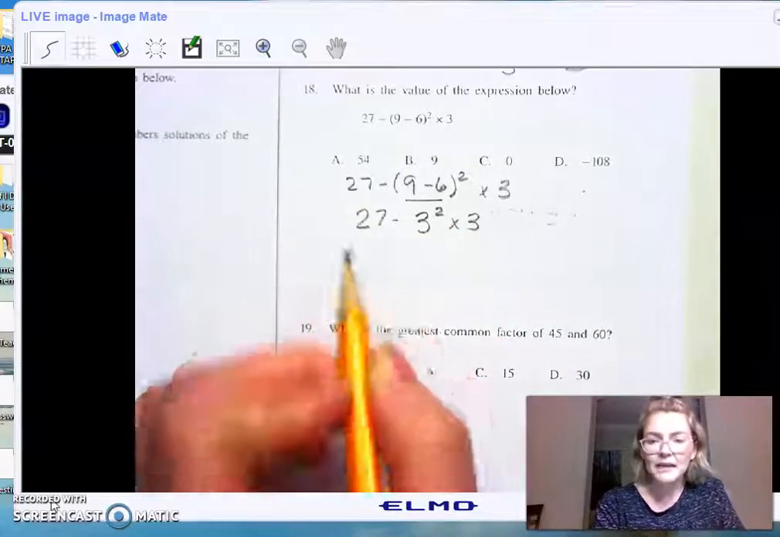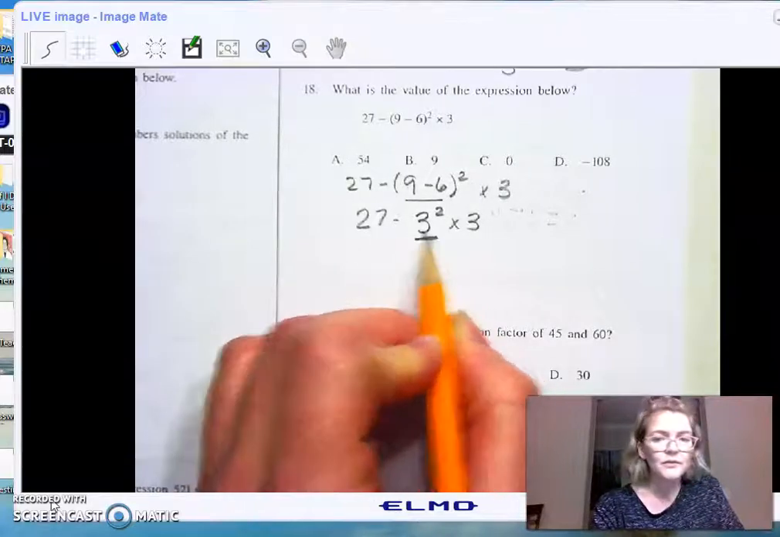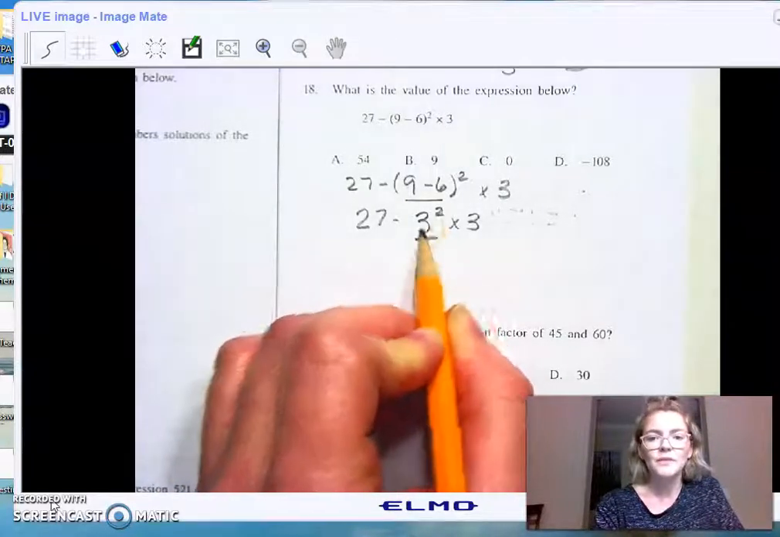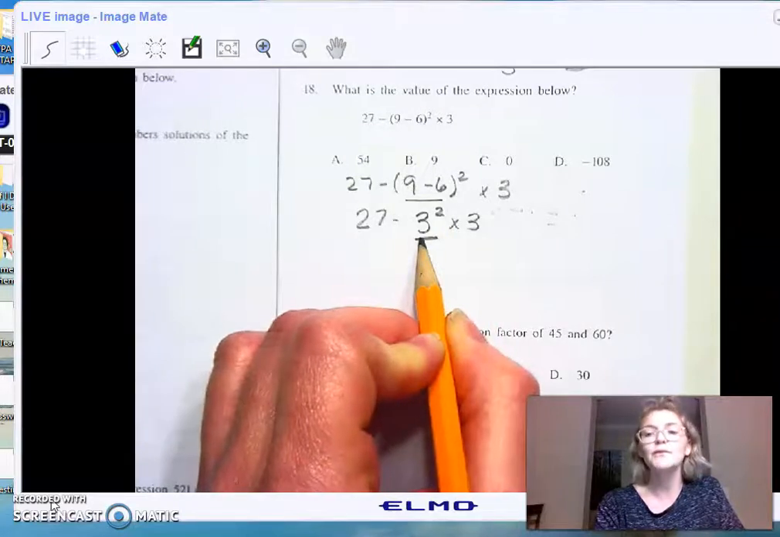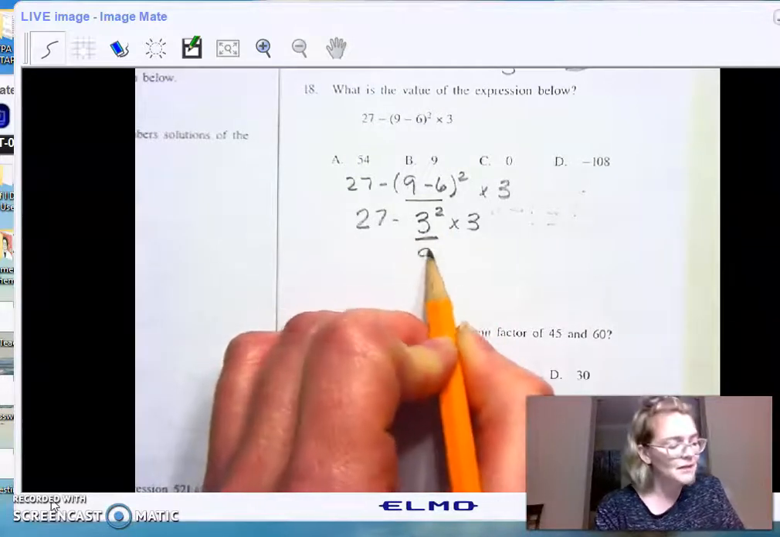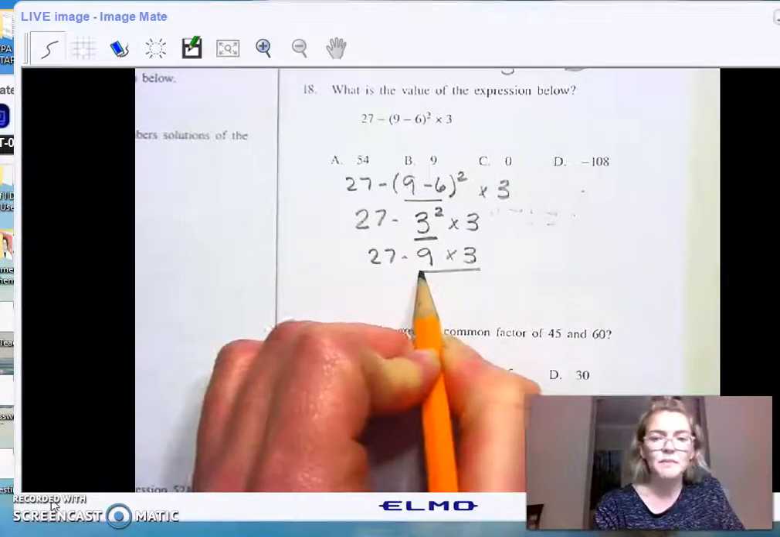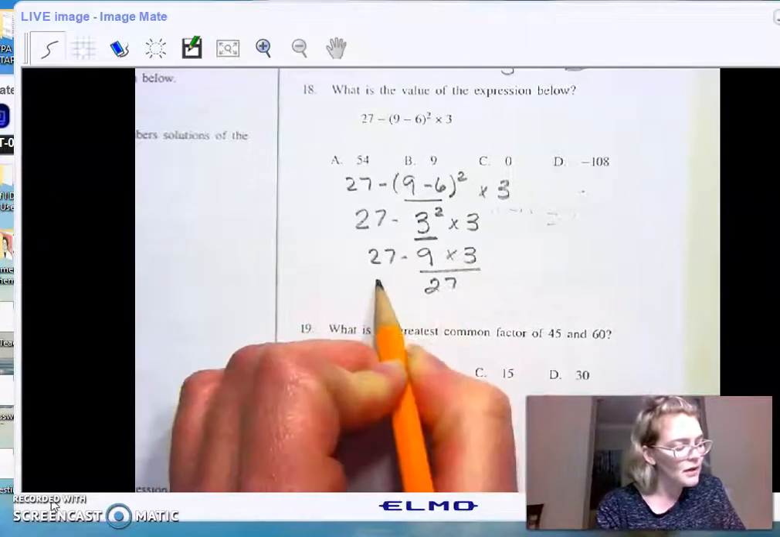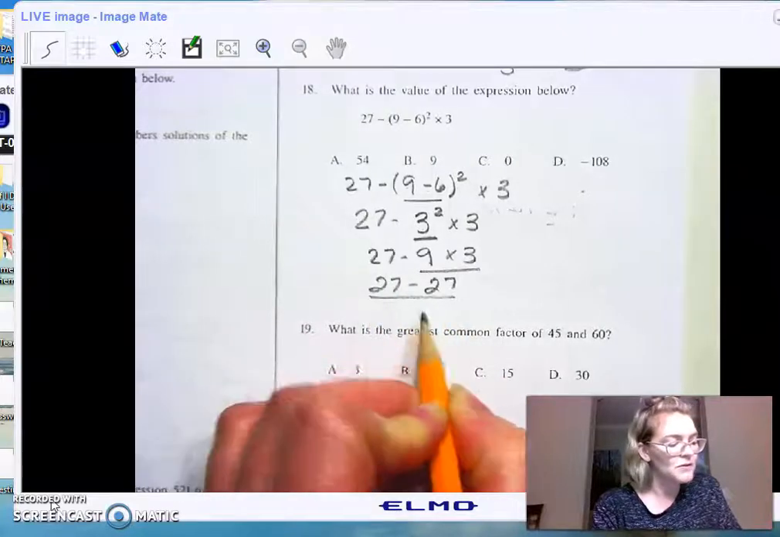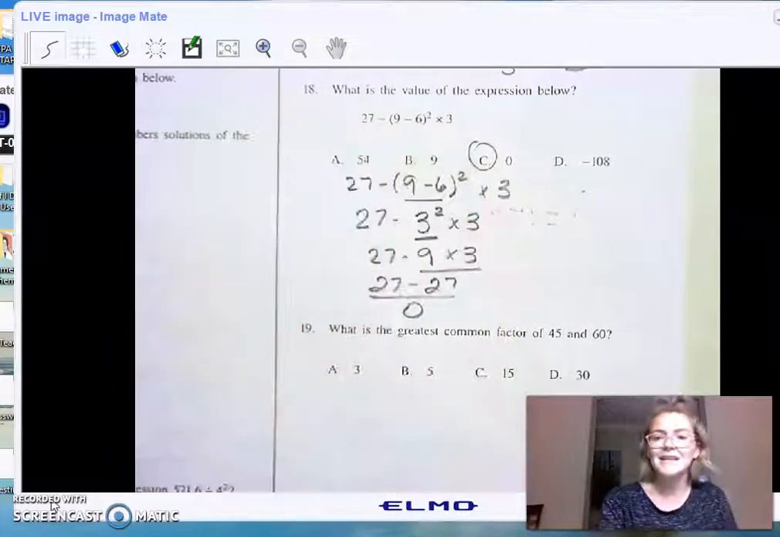Now after grouping is exponents, so we're going to go right here, 3 times 3, because remember it's not 3 times 2, it's 3 times itself 2 times. So 3 times 3 is 9, bring everything else down. Then we're going to go to multiplication, and then subtraction. So my answer is C, 0.